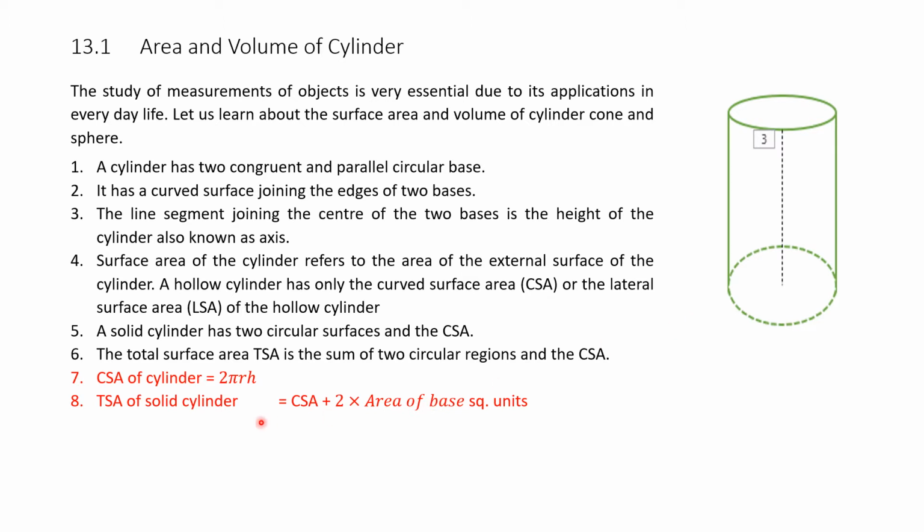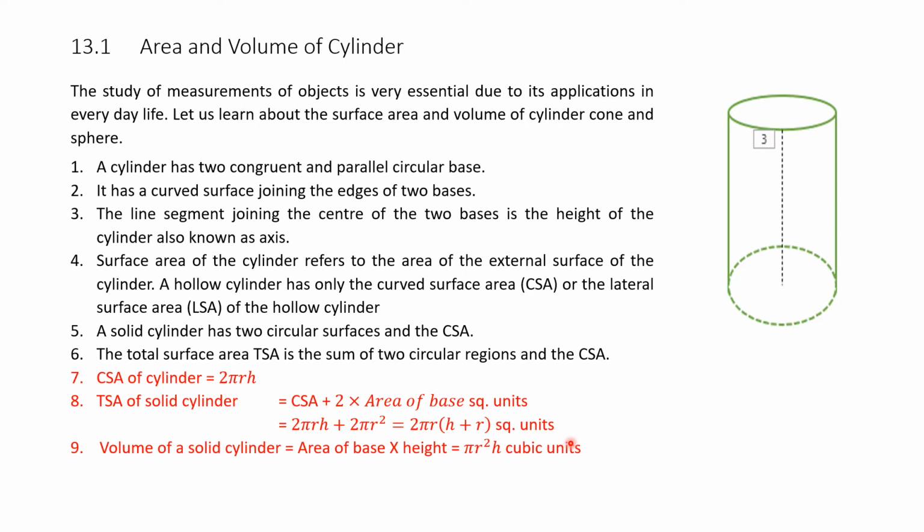The total surface area of the solid cylinder is the curved surface area plus 2 into the area of the base, at the bottom and at the top. Therefore, it is given by the formula 2 pi r h plus 2 pi r square. Taking 2 pi r common, TSA of a solid cylinder is 2 pi r into (h plus r) square units.